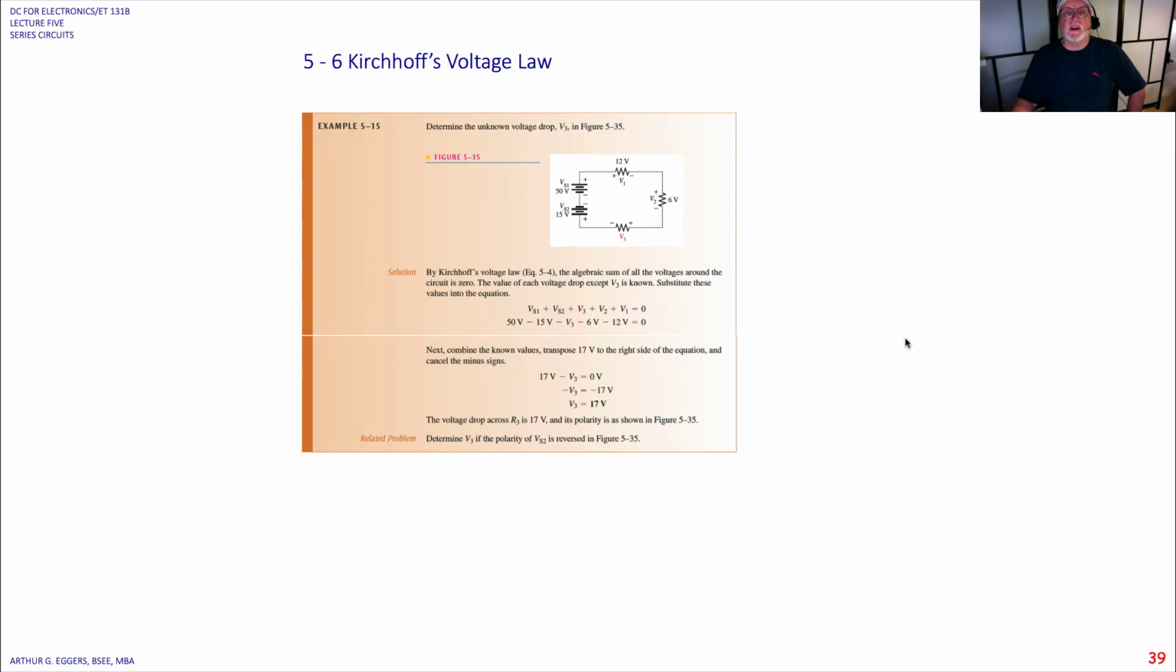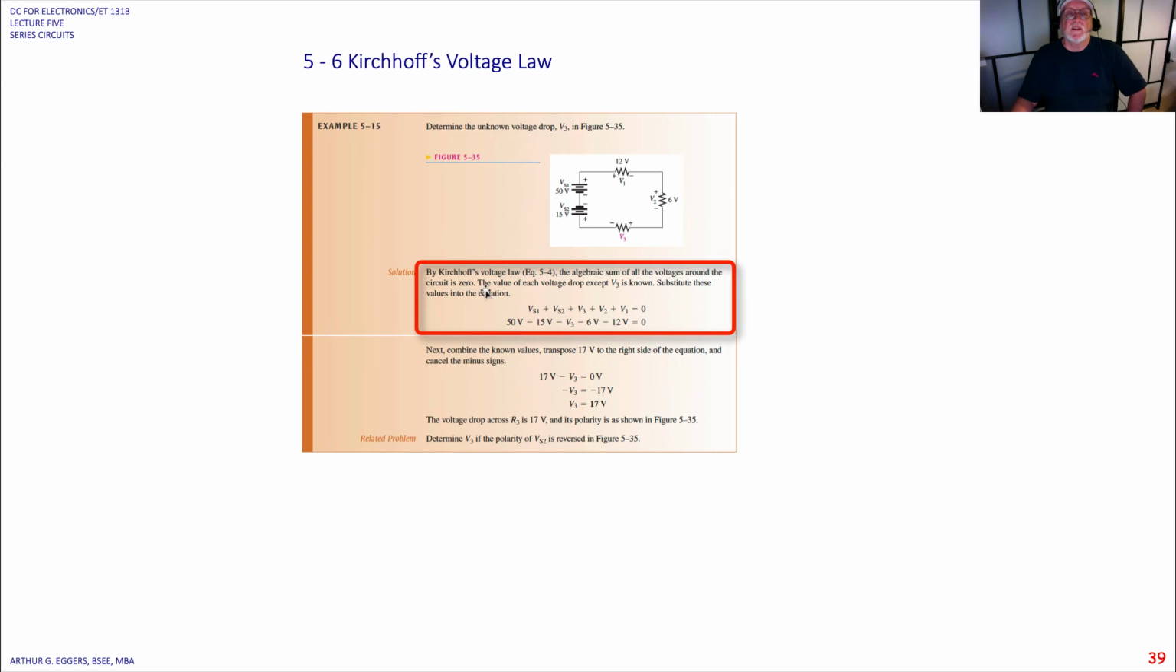Okay, let's take a look at another example here. Determine the unknown voltage drop V3. We've got V3 down here on resistor R3. In this case, we've got two sources, but you should notice immediately the sources are pointing in opposite directions, so one is a rise, one is a drop. So we're going to have a reduction in this circuit of 15 volts in our source voltage. By Kirchhoff's voltage law, the algebraic sum of all the voltages around the circuit is 0.